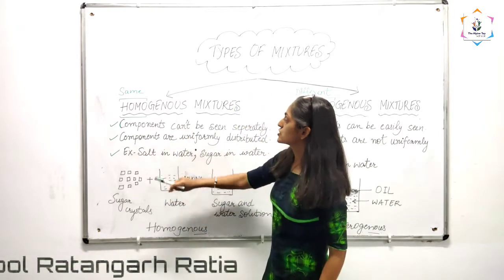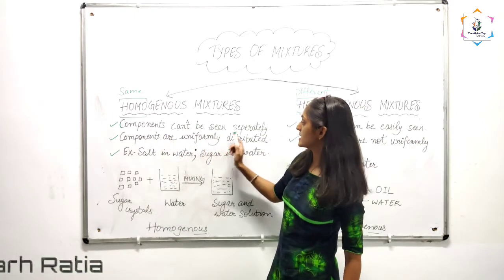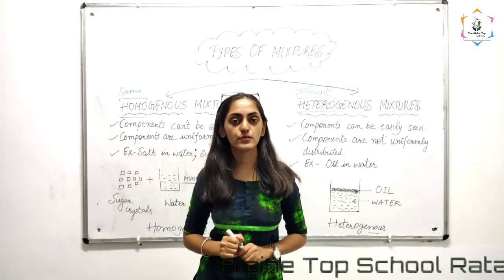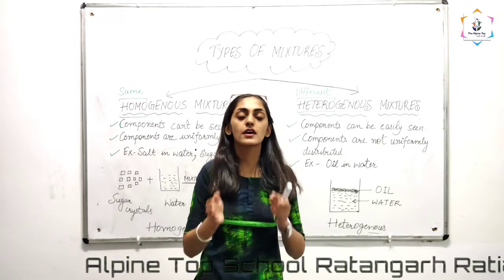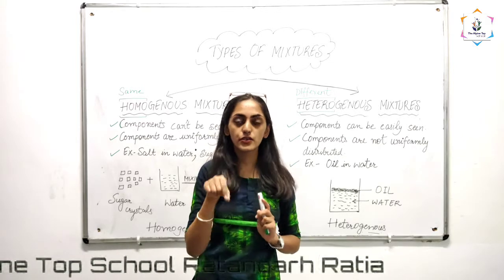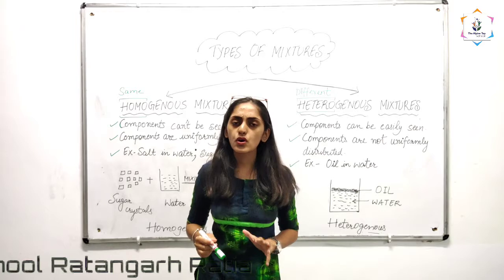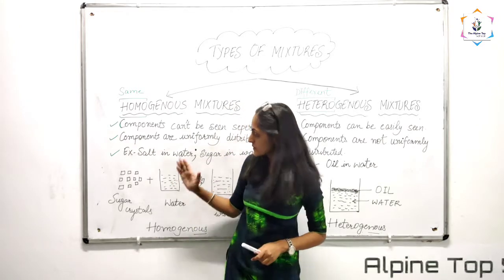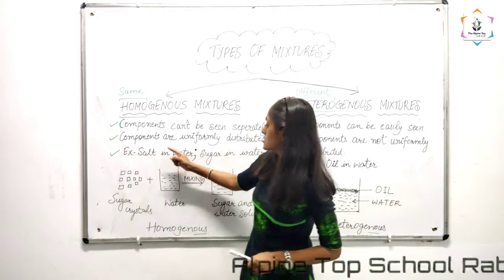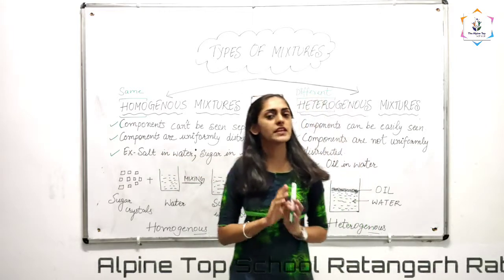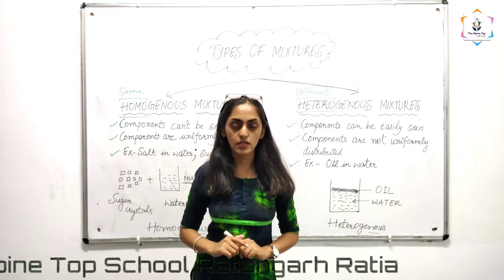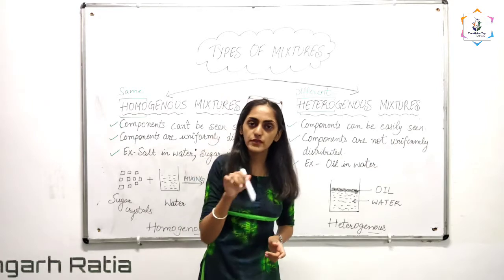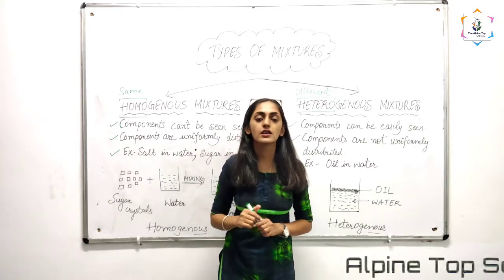In homogeneous mixtures, components cannot be seen separately. If any substance is dissolved very well and uniformly distributed, you cannot see the components differently. For example, salt in water, sugar in water. Whenever you mix sugar in water, you take some sugar crystals, mix them in water, and dissolve them with a spoon or stir it.